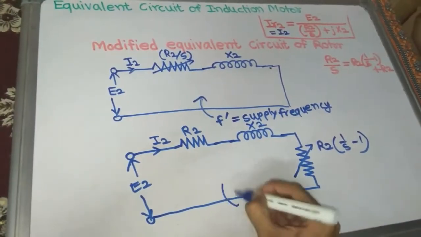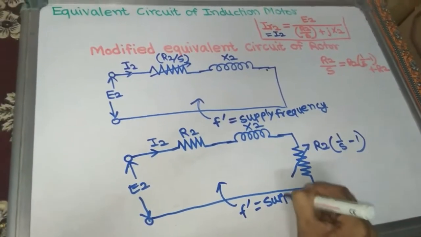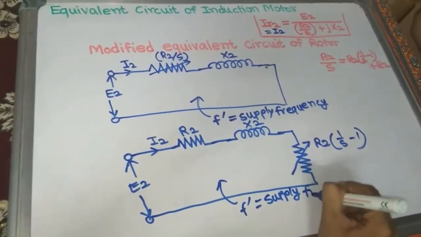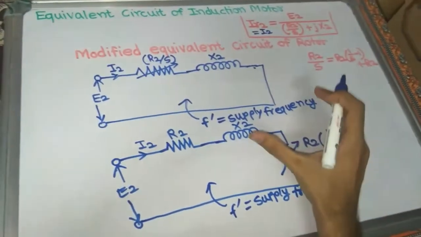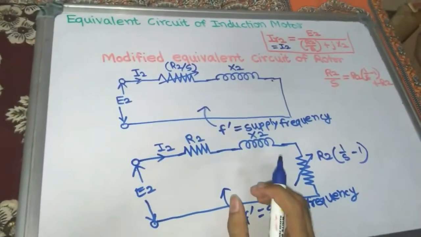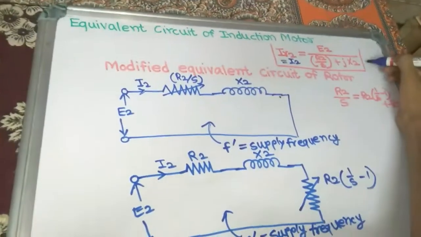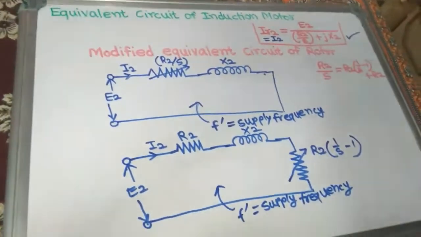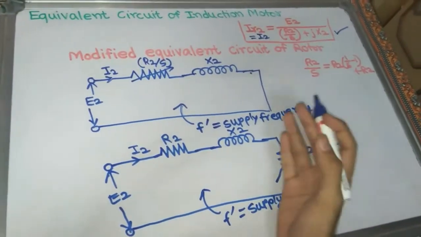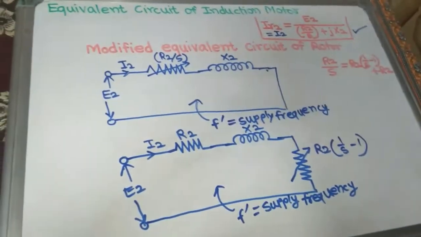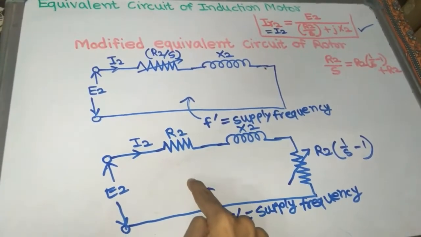Here the frequency F dash is also equal to the supply frequency. So now we can say that the equivalent circuit of the three-phase induction motor is just similar to that of a transformer. We have made this arrangement for achieving an equivalent circuit of the three-phase induction motor similar to that of a transformer. So now this is the final modified equivalent circuit of rotor.